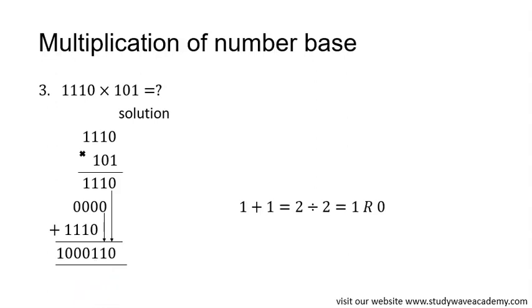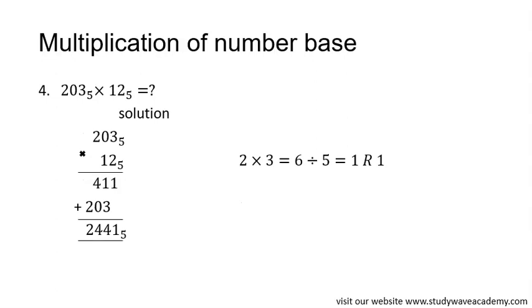Good. Let's look at another example. Here we have a different base. This times this, 203 in base 5 times 12 in base 5. We have to multiply it. So what is it going to give us? You arrange properly, okay? Are you done arranging? So when you're done, we'll start multiplying, okay?